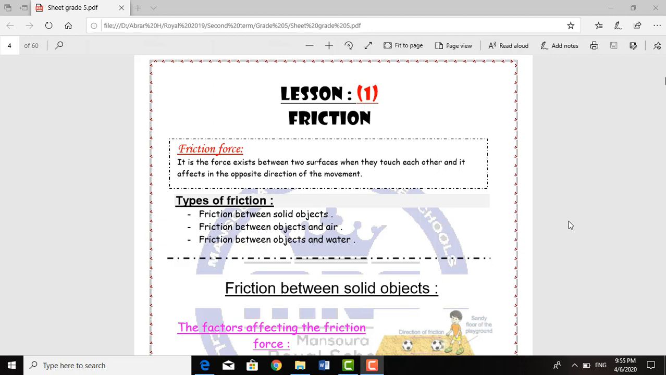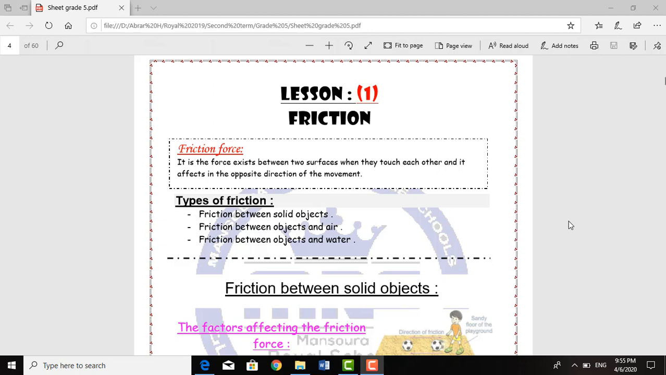What is the meaning of friction force? It's the force that exists between two surfaces when they touch each other, and it affects in the opposite direction of the movement, which means that if the body was moving forward, the friction affects backward. So the friction always affects in the opposite direction of the movement.